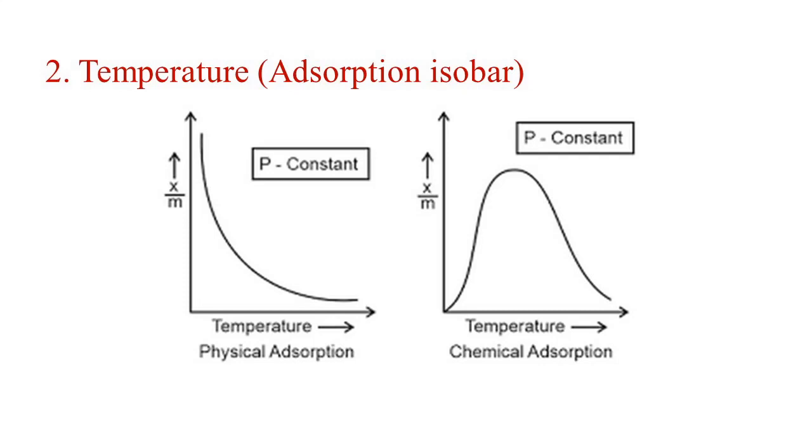Whereas in the case of chemical adsorption, it requires activation energy. So on increasing the temperature, the molecules get activation energy and get adsorbed on the surface of adsorbent. So in the case of chemical adsorption, the extent of adsorption first increases with the temperature and reaches a maximum and then decreases. After attaining a particular temperature, the extent of adsorption decreases. That means desorption will occur.